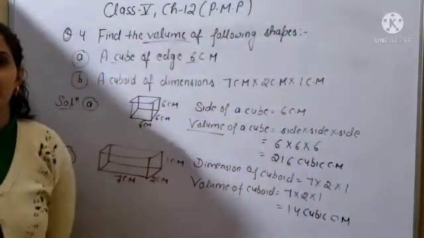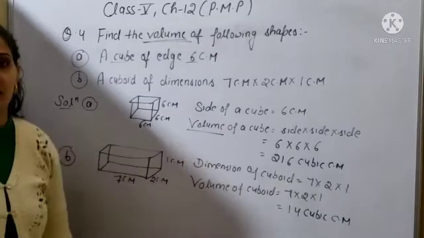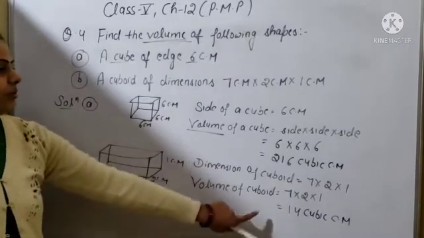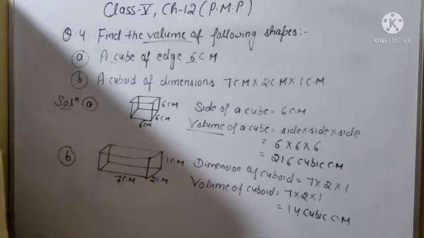And if it is given in centimeter, you will write down centimeter. Okay, so this is the volume of the cuboid. Clear? So in this question number 4, what you have to do? Simply, beta, what is given? Find the volume of the following shapes. A cube of edge 6 centimeter.